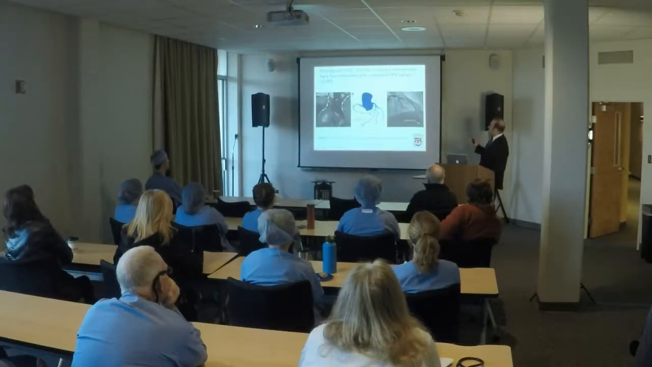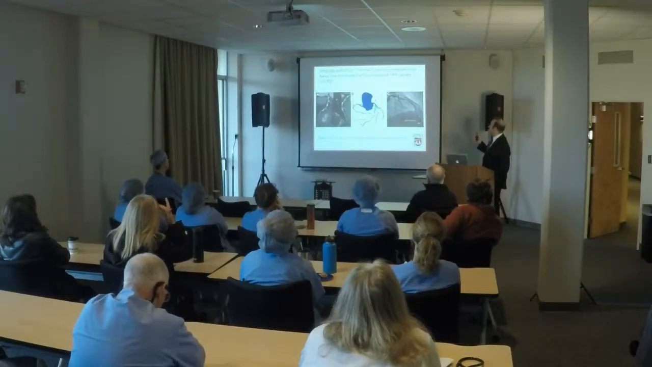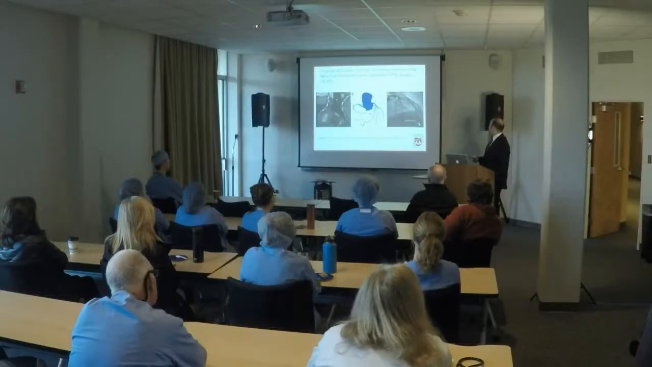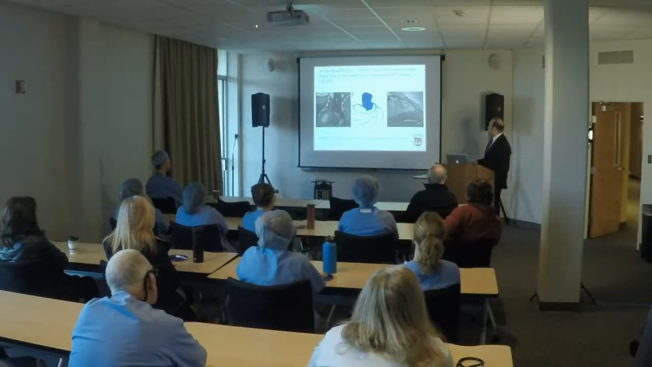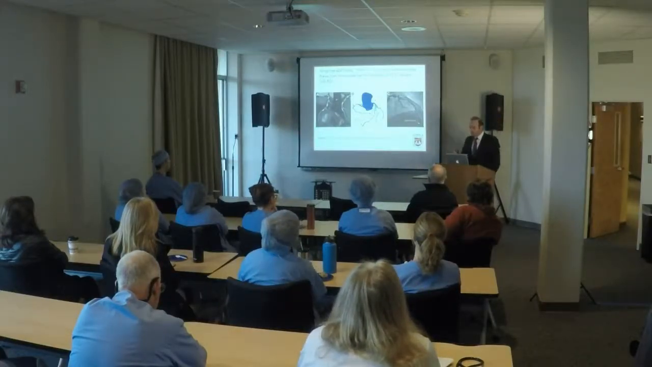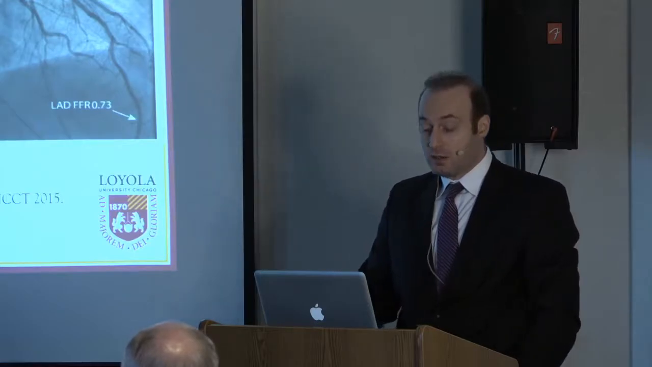So angiographically normal coronaries may have low measured FFR and computed FFR values. If you look at this LAD vessel here, there isn't a focal narrowing. You may call this a normal LAD, but when the investigators threaded a pressure wire in that distal LAD, the FFR value was 0.73, and the corresponding FFRCT also demonstrated an ischemic vessel here. So, quote unquote, normal coronary angiogram may not necessarily be normal, and the question is why?